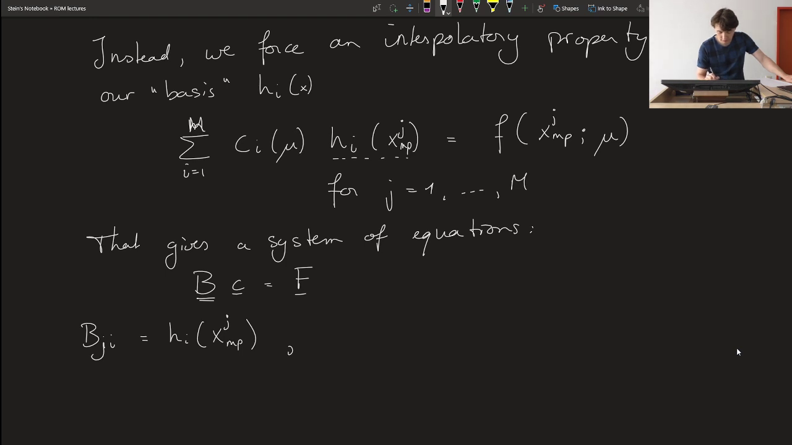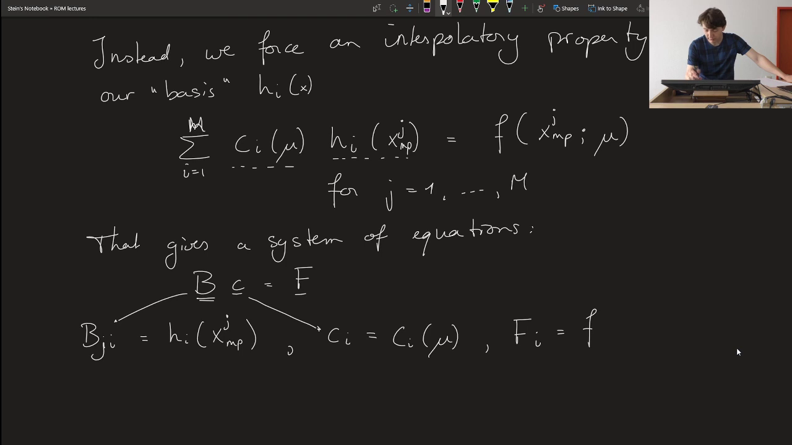Then the values in the vector C are exactly the Ci's from here, right? So Ci, which are mu dependent. And our vector F consists of the evaluation of our function f at these magic points.